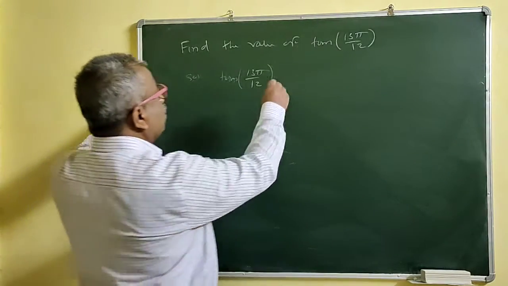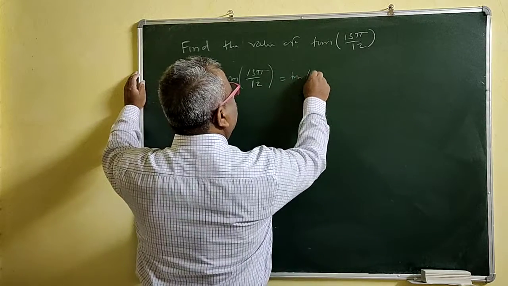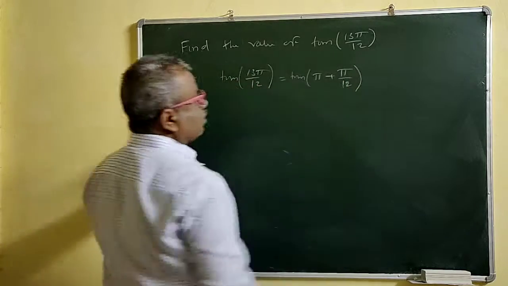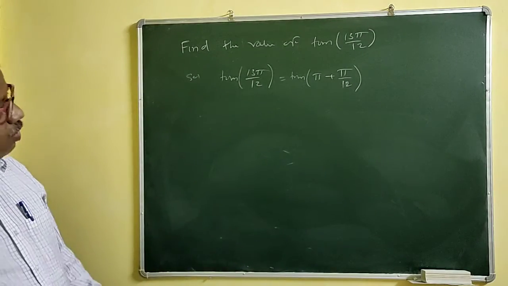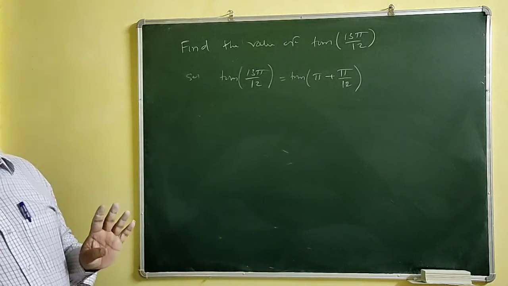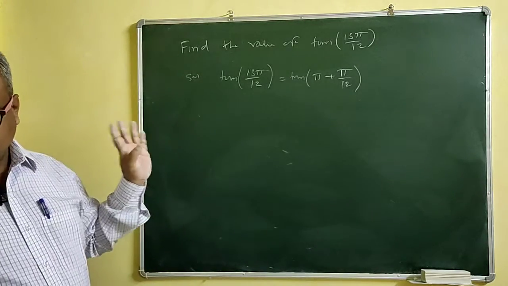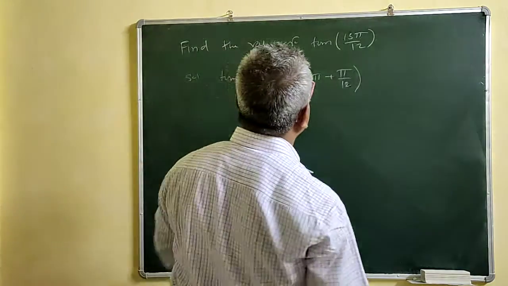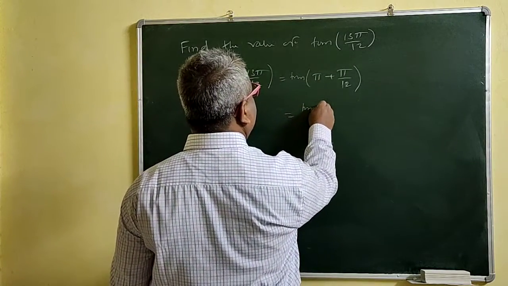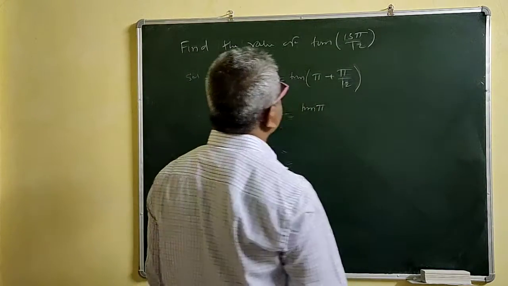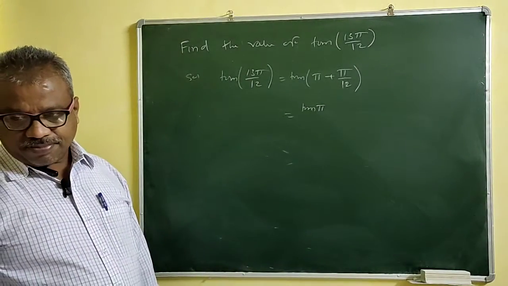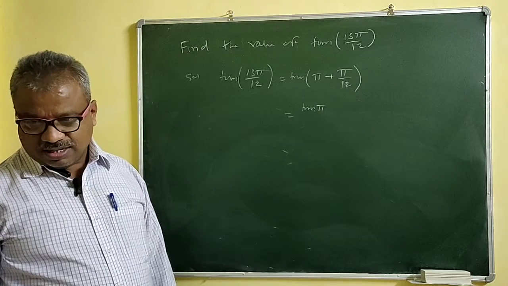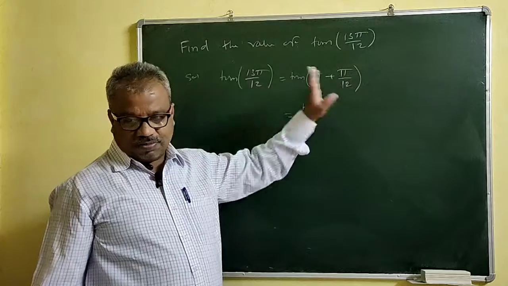So first we will write this as tan of pi plus pi by 12. Then we will have the problem for pi by 12; we'll think later on what to do for that. First we will express this. Tan of pi plus pi by 12. What is tan pi? You cannot apply the formula for tan a plus b here, because tan pi is infinity.